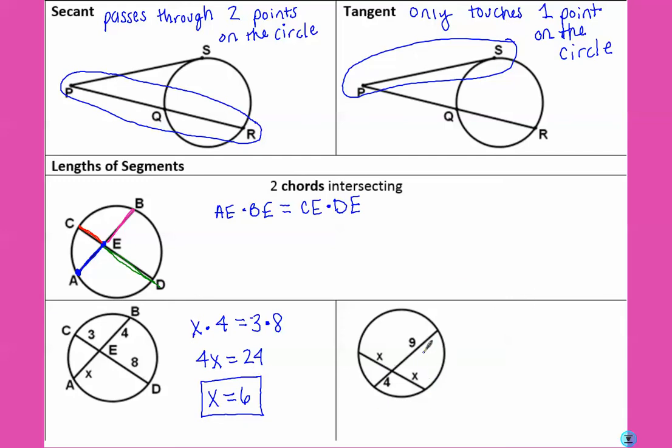This one doesn't have any variables or any points labeled on it, but we know the ones that come from the same segment are going to be the ones that get multiplied. So we'll have x times x equals 4 times 9. X times x is x squared. 4 times 9 is 36. To undo the square, we're going to square root both sides. And technically, when you square root both sides, you would have plus or minus here. However, we can't have a negative length for a segment, so we're just going to say x equals 6.